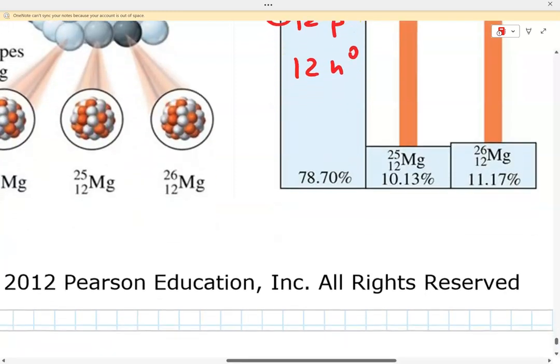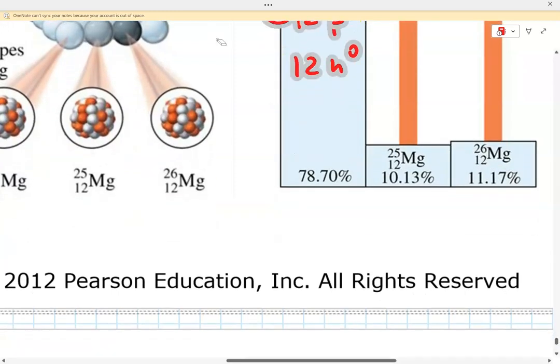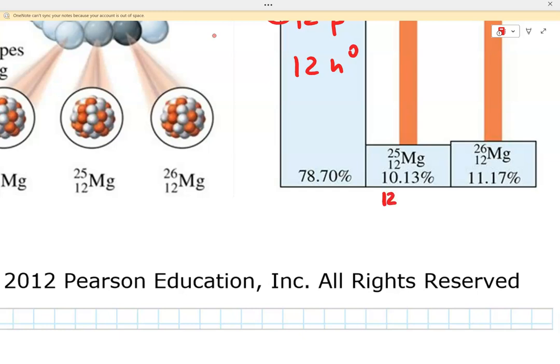Now this guy, how many protons does it have? 12. How many neutrons? 13. Does that make sense? So it's fine. It's the learning experience. What about that right one? How many protons? How many neutrons? Okay? Does that make sense?